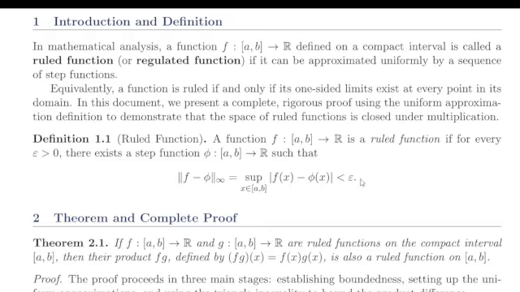A function f from [a, b] into R is called a ruled function, or regulated function, if for any tiny number epsilon greater than 0, there exists a step function phi such that the maximum difference between f and phi is less than epsilon. So this is the notation that we have. To summarize, you can approximate f as closely as you like with step functions. Step functions are just piecewise constant functions, so they're very easy to handle. So again, phi is going to be our step function.